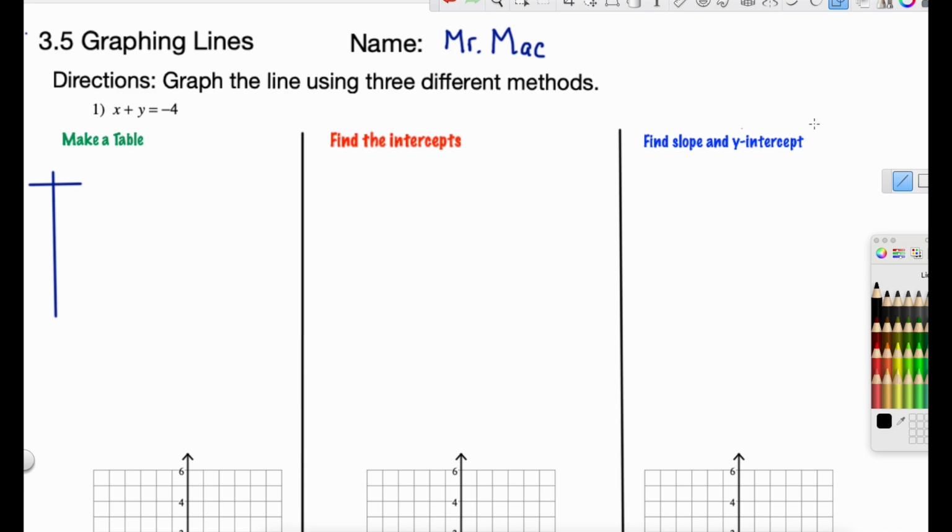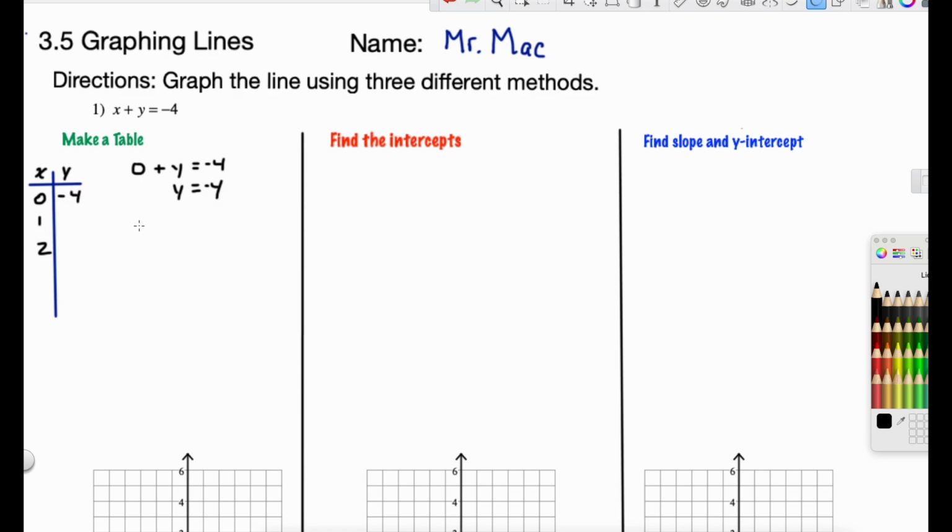So I've got x and y values, and I can just plug in something for one and solve for the other. How about just 0, 1, and 2 for x. We'll just try that. So we're going to plug in 0 for x in x plus y equals -4. So y equals -4. Okay, so we have 0, -4.